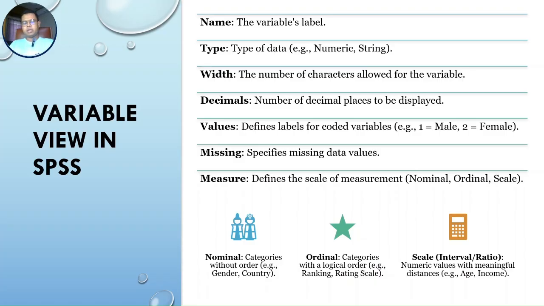Scale could be divided or categorized into two ways: interval and ratio. So it's all about numeric data. Say, for example, age, income, temperature, and so on, right? So that's all about today's lecture's theory. Now we can do some practice.